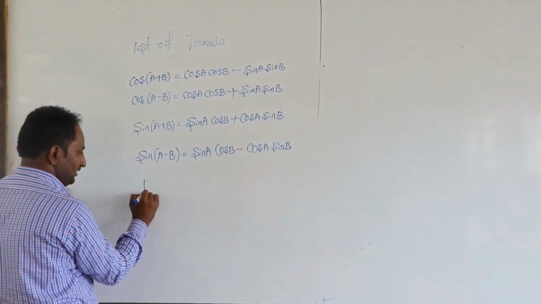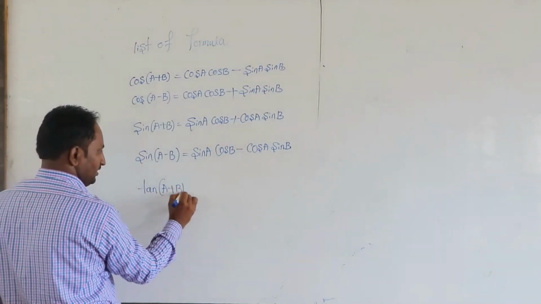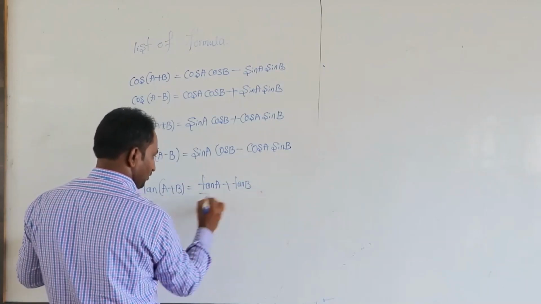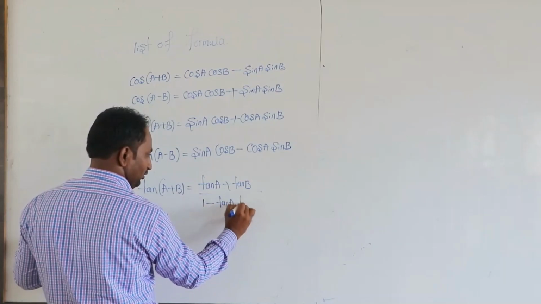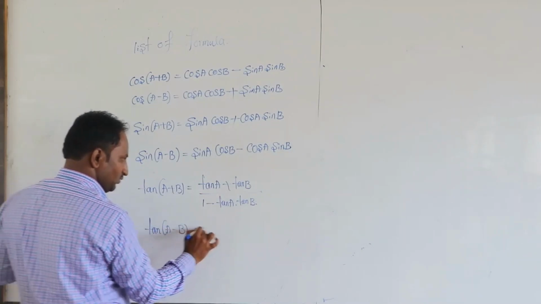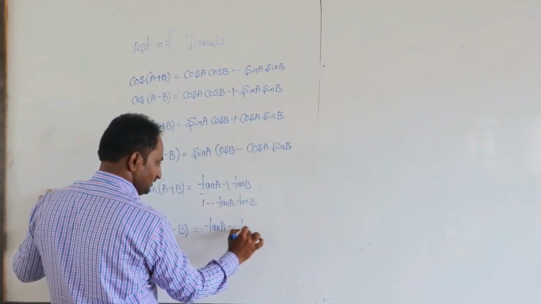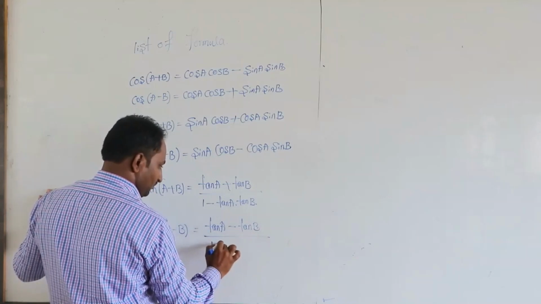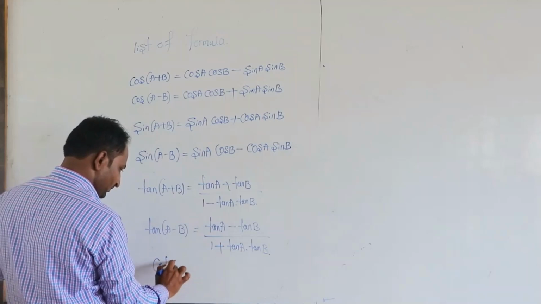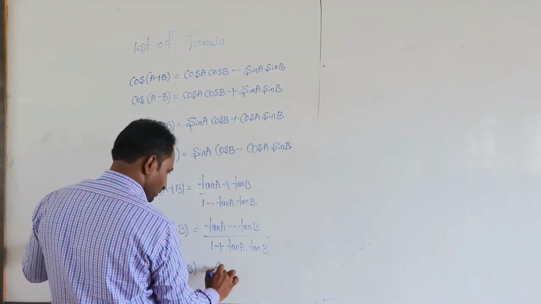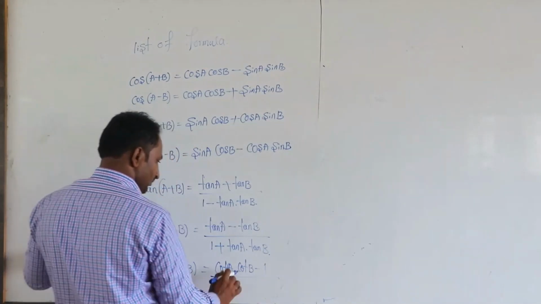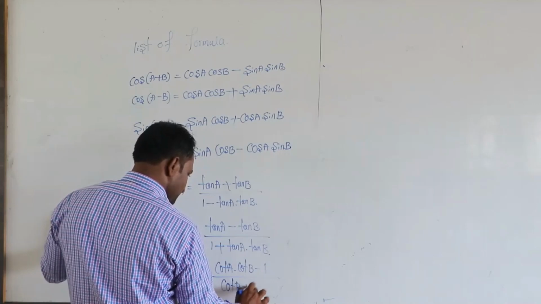From these formulas we get tan of A plus B is equal to tan A plus tan B divided by 1 minus tan A into tan B. Then tan of A minus B is equal to tan A minus tan B divided by 1 plus tan A into tan B. Then cot of A plus B is equal to cot A into cot B minus 1 divided by cot B plus cot A.